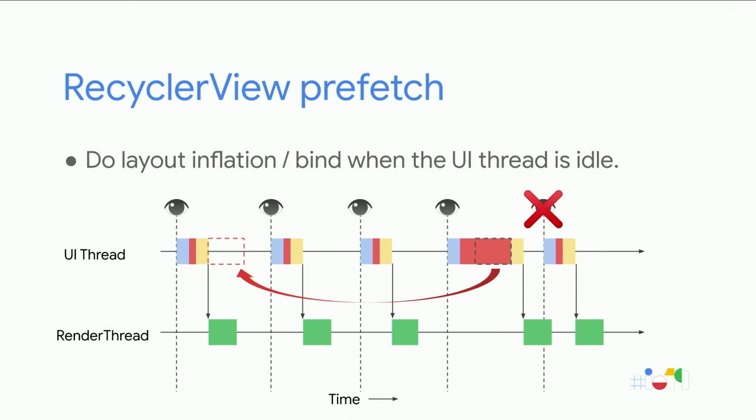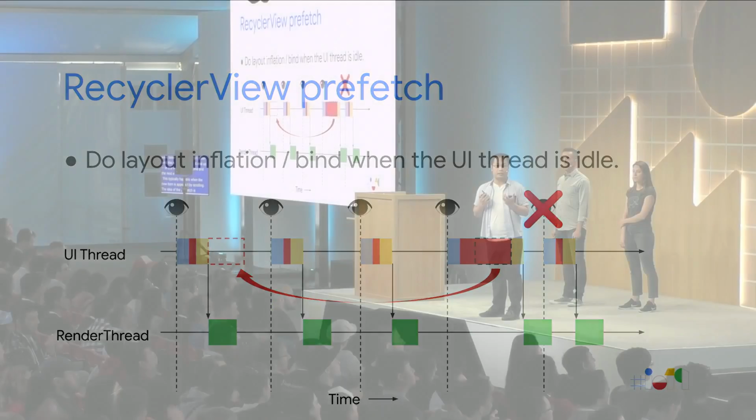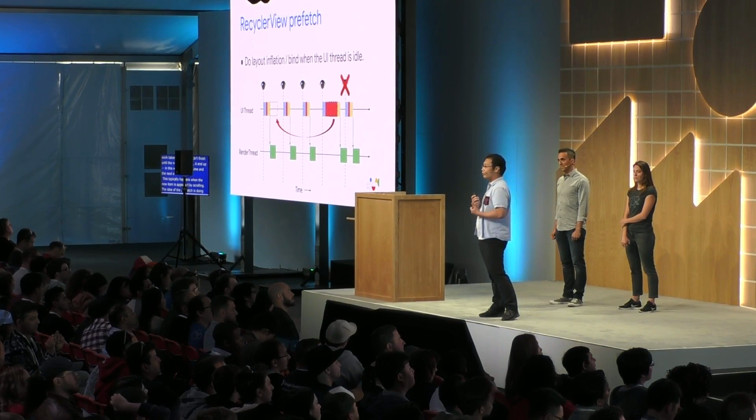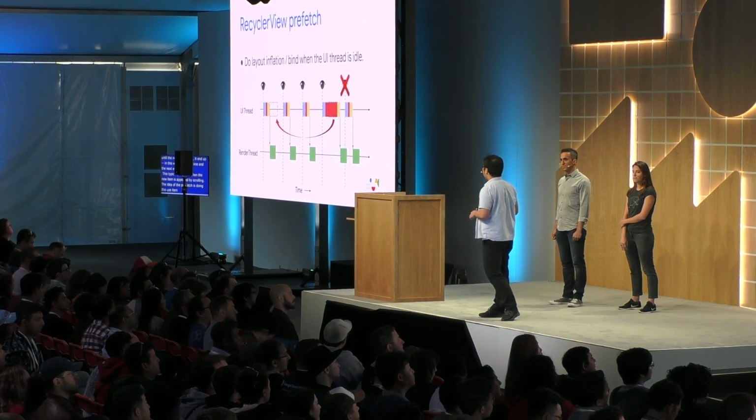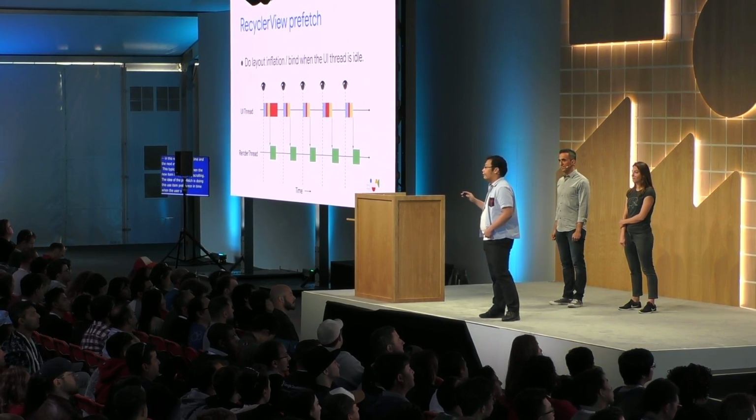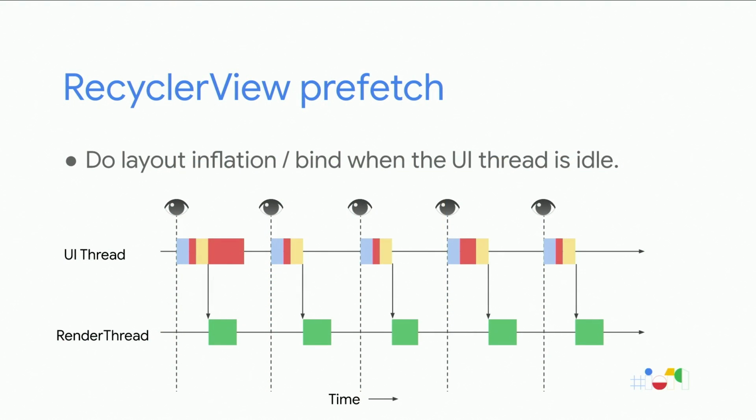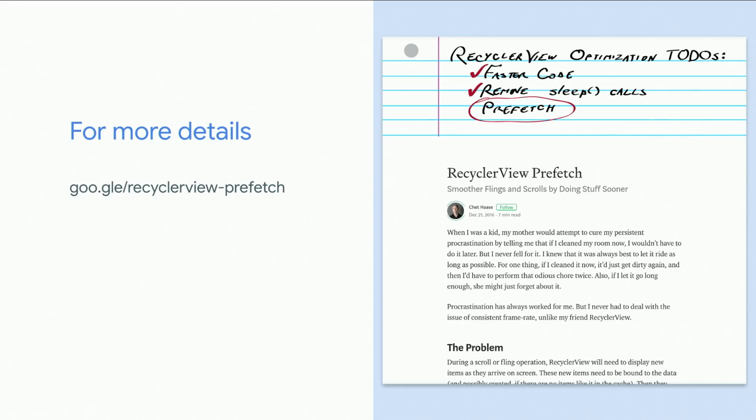The idea of prefetch is doing this new item process much earlier, when the UI thread is idle. If everything goes well, the workload of the UI thread is distributed, and we can prevent UI jank. This is just an overview. So if you need more details, please check the articles on the Android Developers Medium publication.